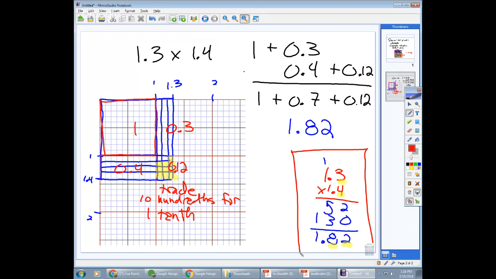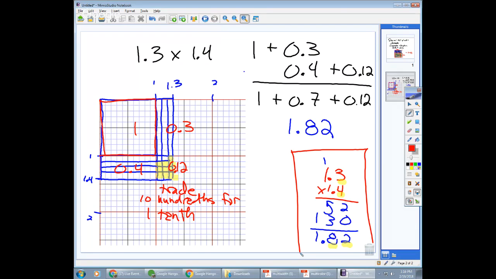Cool. All right. So what's our algorithm then for multiplication? So this is a model. How do I do it without drawing a picture? Jumping straight to the algorithm. What's the key? It's 3/10 times 2/10. You multiply the numerators and the denominators. If you write them as fractions, okay, what about not using fractions?